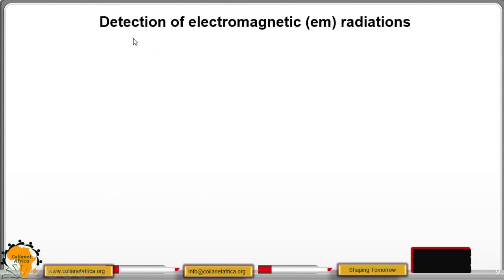Hello students, welcome to today's lesson, our lesson 2, where we are going to discuss detection of electromagnetic radiations. We start with radio waves.